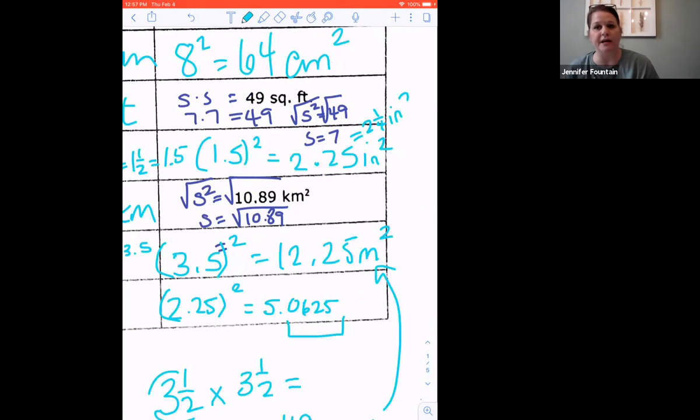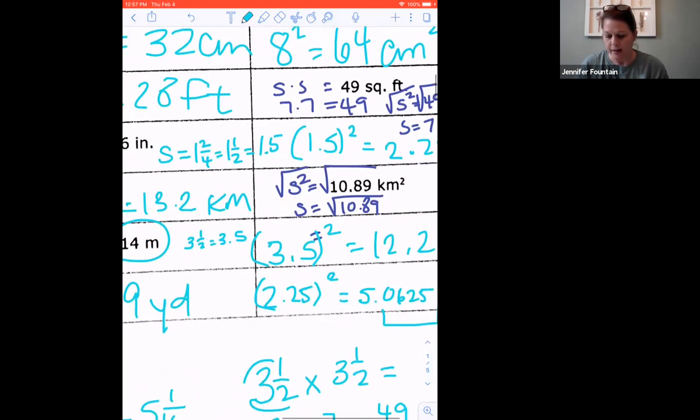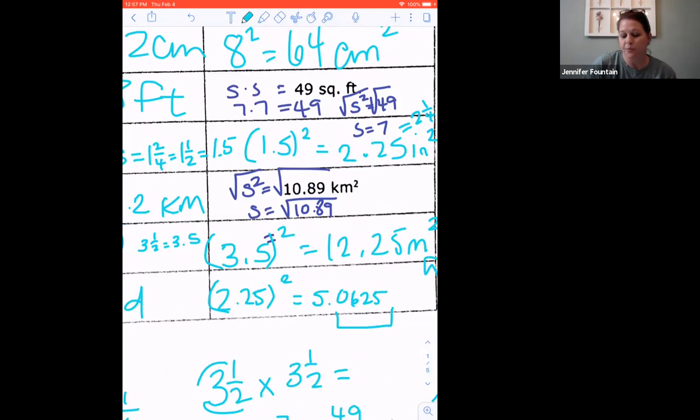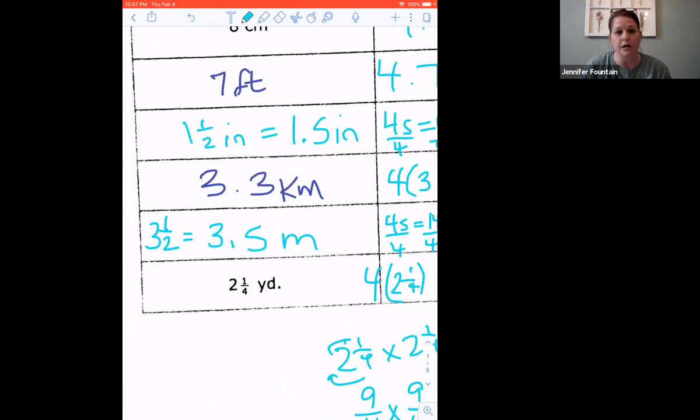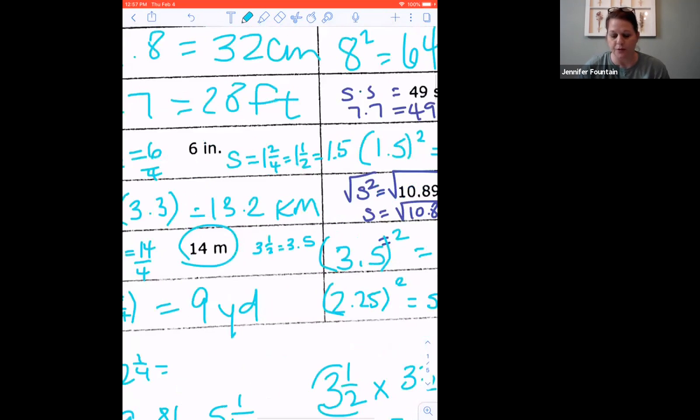You can have it either as a fraction or a decimal. Then we found that when we have 10.89 kilometers squared, we had to take the square root of that. And we found that that was approximately 3.3 kilometers. When I multiplied that by 4, I got 13.2 kilometers.